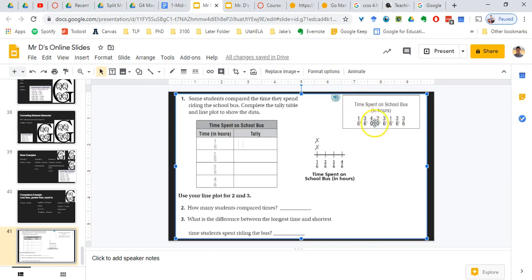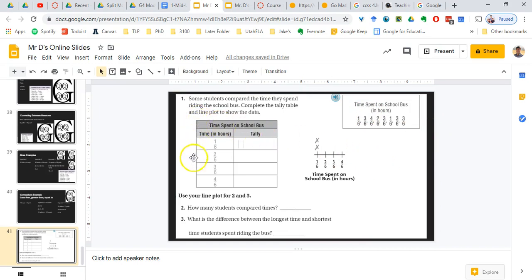And so this one's not listed in order. They asked one person, and one person said 1/6. One person said 3/6. One person said 4/6. And so it's not really in any order. It's just how the data came in. And this is again time spent riding the school bus.